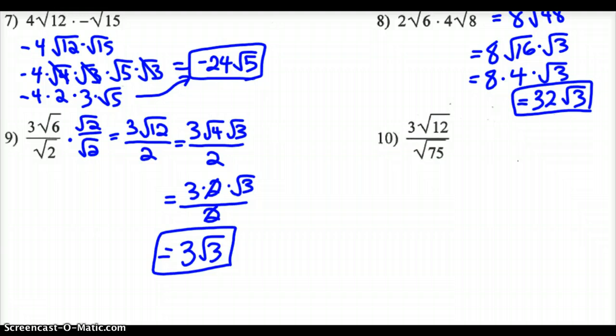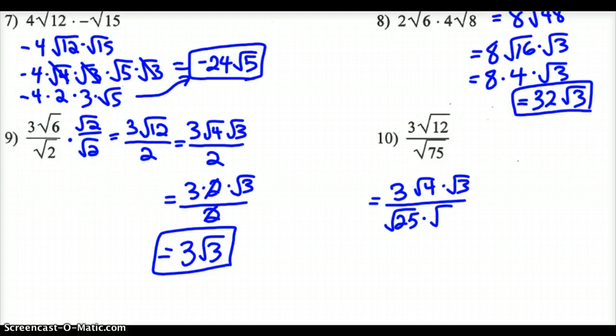Similar steps here. 3 root 4 times root 3 there. Root 25 times root 3 here. Root 3's will cancel. This becomes integer 2 being multiplied, and this becomes integer 5. So we end up with 3 times 2 for 6 on the top, and 5 on the bottom.